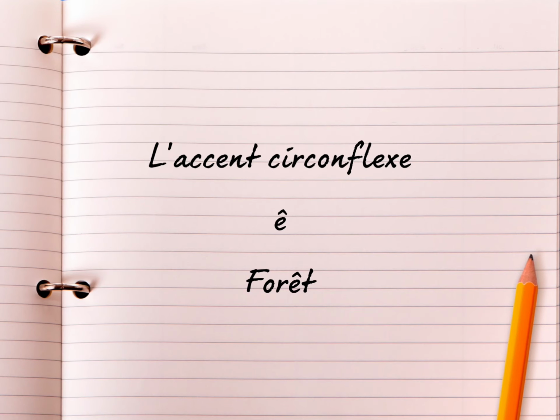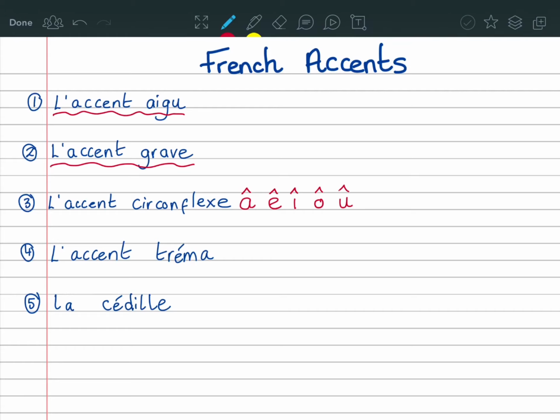L'accent circonflexe, like in the word forêt. Look at number three, l'accent circonflexe. This accent can be found above any of the vowels in French. And it's a good accent because it always reminds me of a party hat, so it looks quite nice. Now this accent doesn't change the way the letter sounds. What it does is show us that there used to be, in the past, another letter in the word that has now been removed. For example, in the word hôtel, there is an accent circonflexe above the O, which shows us that there used to be, in the past, another letter, and that letter was S, and that gave us the word hostel.